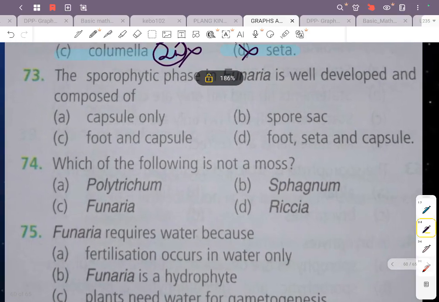The next question that we have on our screen is the sporophytic phase in Funaria is well developed and composed of. जो sporophytic phase होता है Funaria में वो well developed होता है, अच्छा खासा होता है. What do you think it is composed of? Capsule only, spore sac, C, foot and capsule, or D, foot, seta and capsule? Now the sporophytic phase in Funaria is well developed and it is composed of foot, seta and capsule. So that makes option number D the correct answer.